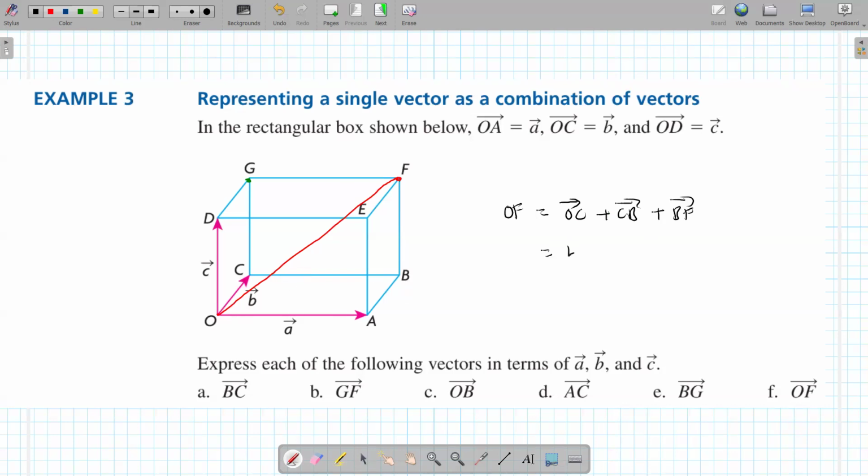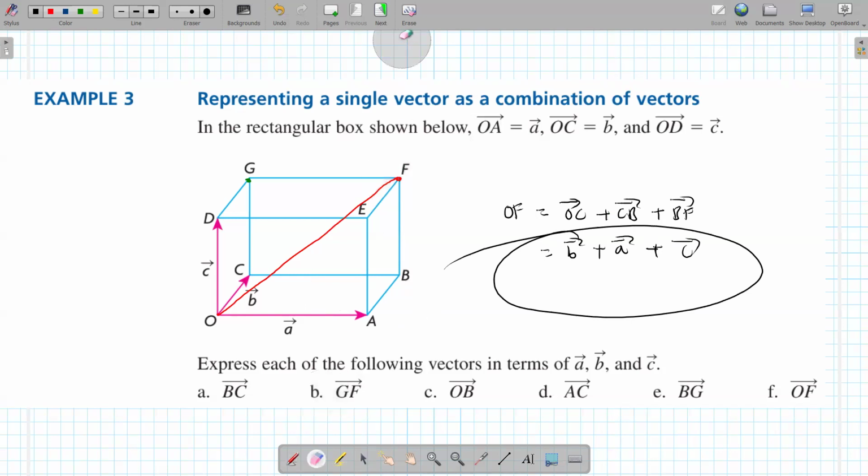OC is vector B, CB is vector A, and BF is what vector? C. C, there we go. So the answer is A plus B plus C in any order. The order, again, doesn't matter when you're adding them.